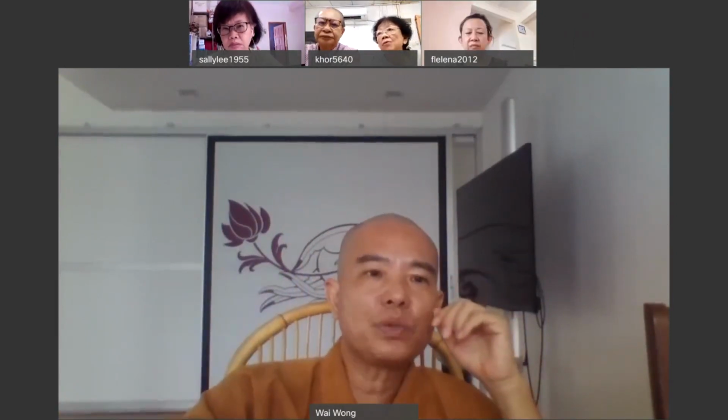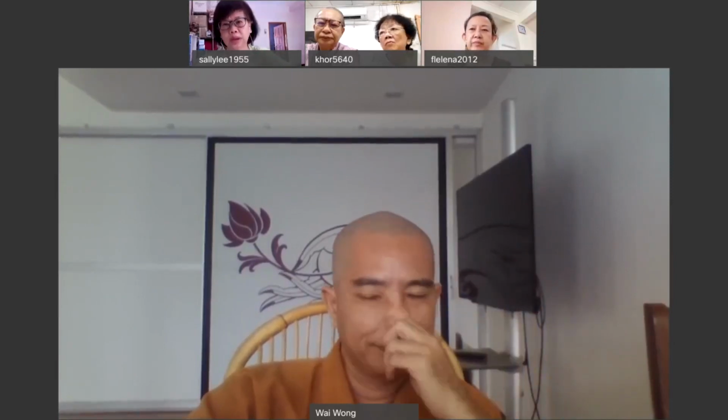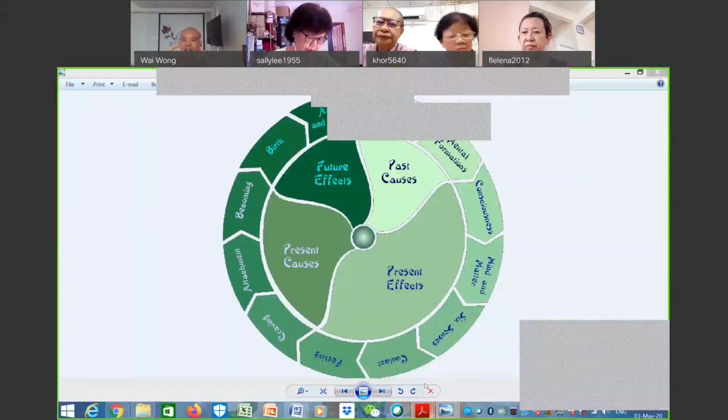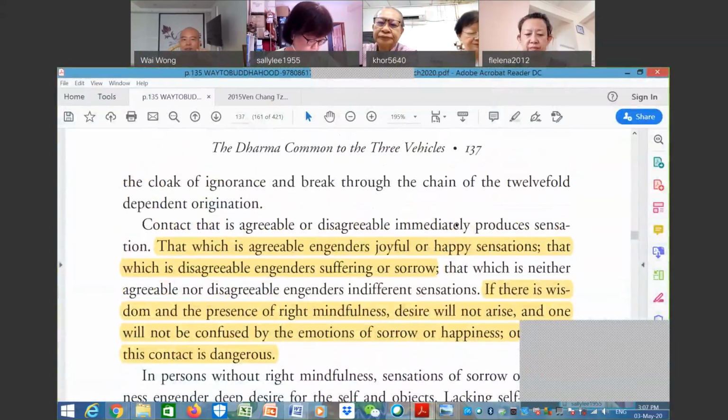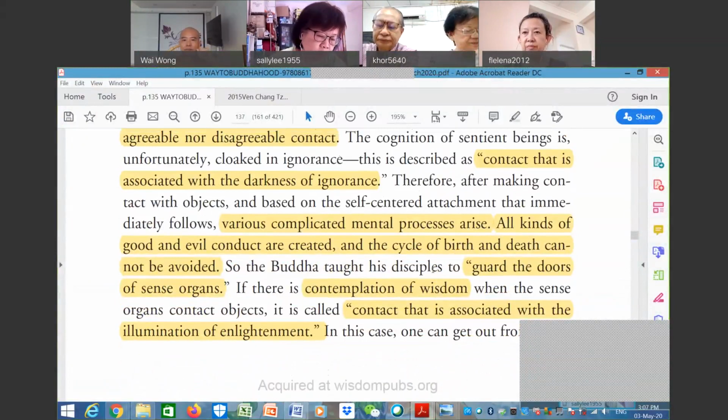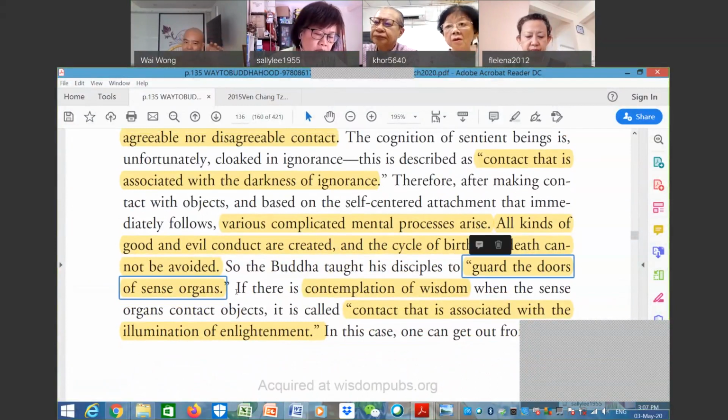So they call it guard your senses. Remember this word just now, highlight it. Guard your senses. Let's say I guard the door of a sense organ. You always have to guard the doors of the senses. Contemplation of wisdom. Here are the good words: illumination of enlightenment. Once you contact with the illumination of enlightenment, that will be a very mindful contact, and the mindful contact wouldn't make bad karma occur.